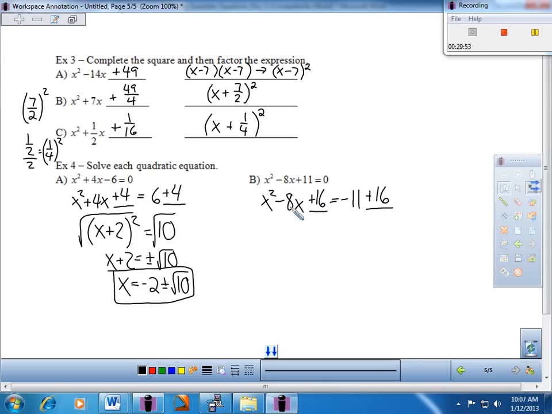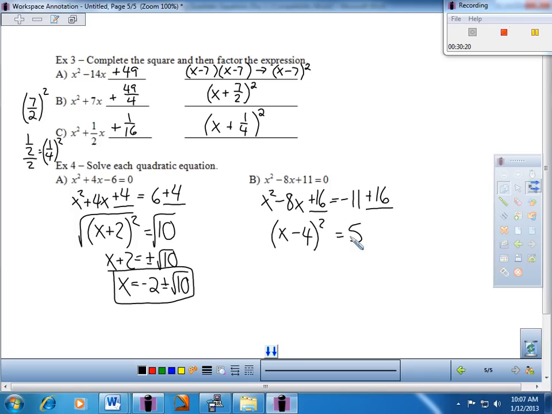So negative 8 divided by 2 is negative 4. Negative 4 squared, though, is positive 16. Okay, now again, the whole reason for completing the square is because it factors so nicely. If I asked you to factor this, you would probably all tell me x minus 4 times x minus 4. And so that really is x minus 4 squared. Negative 11 plus 16 is positive 5, and we are in business.